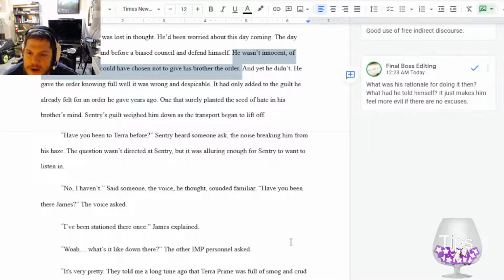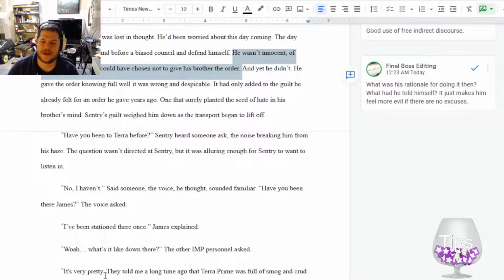Didn't know full well wrong, or any of the guilt, only that he planted a seed of hate in his brother's mind. Have you been to Terra before? Sentry heard someone ask. The question wasn't directed, but it was alluring enough for Sentry to want to listen in. No, I haven't. Have you been there, James? I've been stationed there once. Whoa, what's it like down there?